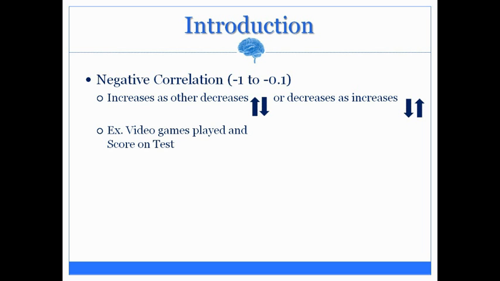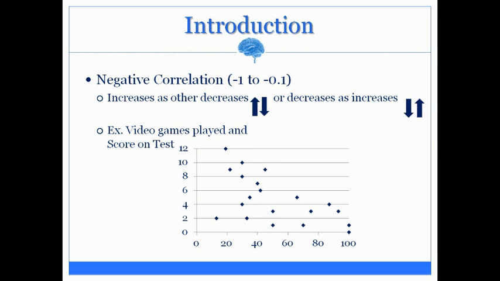Here's a great example. Video games played and score on a test. So you can conceptualize that as you play more video games, you're probably going to do poor on a test. We're not talking about a test here in respect of video games, like a test on Mario Brothers or something along those lines. We're talking about a test in respect to school. So as you play more video games at home, you're probably going to do poor on a test. And here is an XY axis.